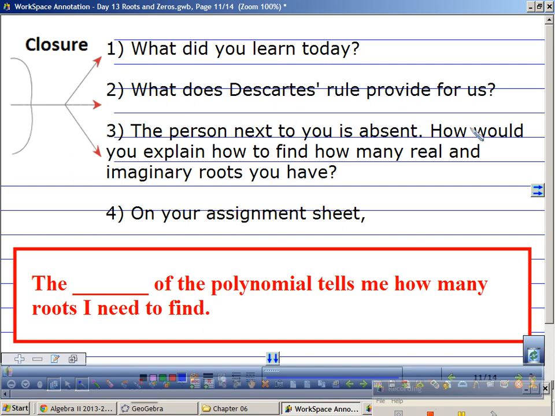The person next to you is absent. How would you explain how to find how many real and imaginary roots you have? Look at the power of the polynomial, which is called the degree. On your assignment sheet, the degree of the polynomial tells me how many roots I need to find. Good, the degree. Good job, guys.